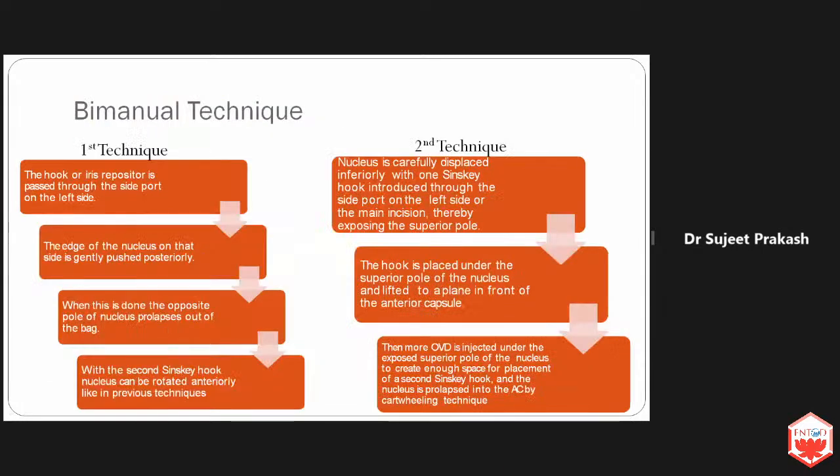The bimanual technique is broadly divided into two types. The difference between them is that in the first technique, the hook or iris repositor is passed through the side port and the nucleus is gently pushed posteriorly. Whereas in the second technique, it is pushed inferiorly, exposing the superior pole of the nucleus. And then the hook is placed under the superior pole of the nucleus and lifted to a plane in front of the anterior capsule. More OVD is injected so that there is enough space for the second Sinsky hook, and the nucleus is prolapsed into the anterior chamber by the same technique out of the tunnel.